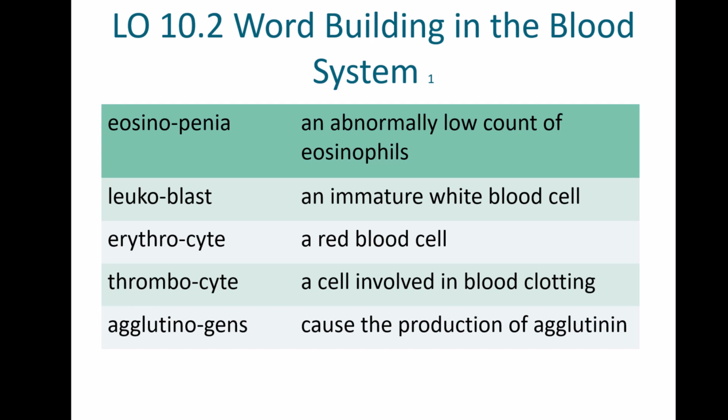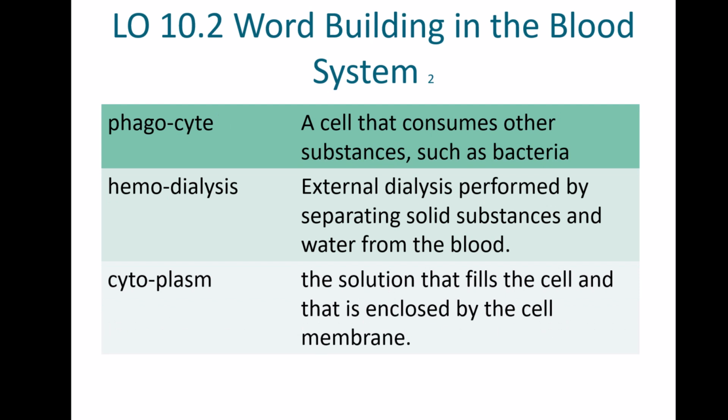Erythrocyte, this is a red blood cell. This is a fully formed red blood cell. Thrombocyte, a cell involved in clotting, so this is your fully formed platelet. Agglutinogens cause the production of agglutinin. Then we have phagocyte, which is a cell that consumes other substances such as bacteria.